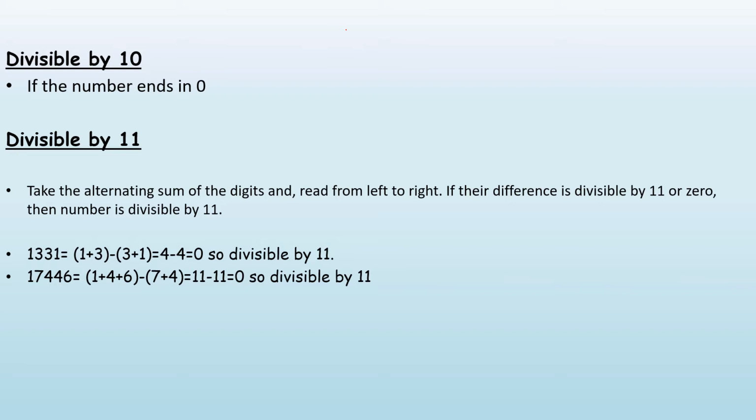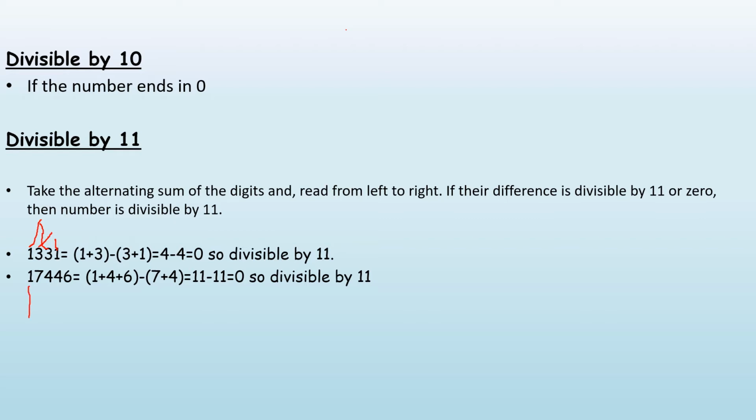If you didn't understand the rule, now we will go with an example. 1331. You take alternating digits, 1 and 3, and add them: 1 plus 3. Then you subtract the other two alternating digits, 3 and 1: minus 3 plus 1. So 1 plus 3 minus 3 plus 1 is equal to 0. So it is divisible by 11.